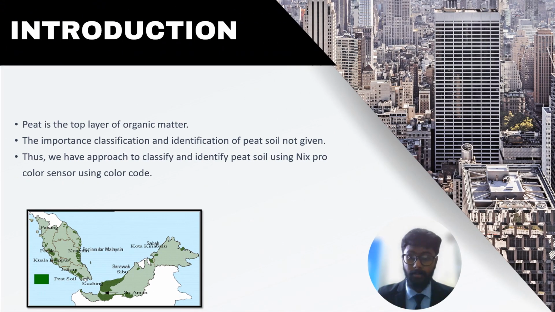Let's talk about the introduction for this research. Peat is the top layer of the organic matter in a soil that is largely made up of partially decomposed plant matter that has accumulated due to waterlogging, and often the soil is excessively acidic and nutrient deficient. The importance of this classification and identification of peat soil is not given in the field of engineering, but new peat discovery gives new findings in the field and for the development of a place. Thus, we have approached to classify and identify peat soil using the NIX color sensor, using color code, and also coding with the help of an Excel spreadsheet.